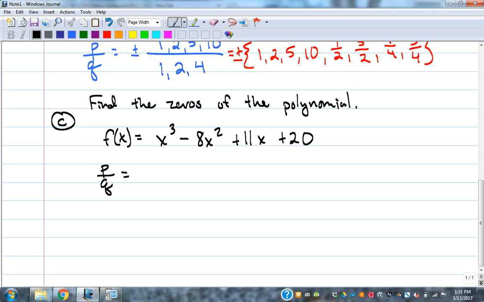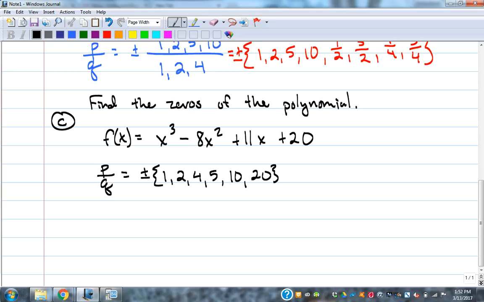So that means that really the only thing we have are the factors of 20, because if you divide them by 1, they don't change. What are the factors of 20? 1, 2, 4, 5, 10, and 20. So we've narrowed this down from all the numbers in the world to 12 numbers that it could be.